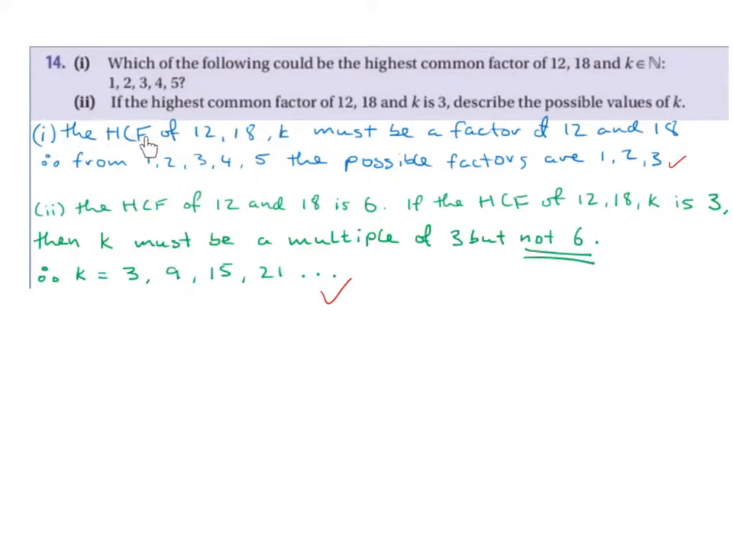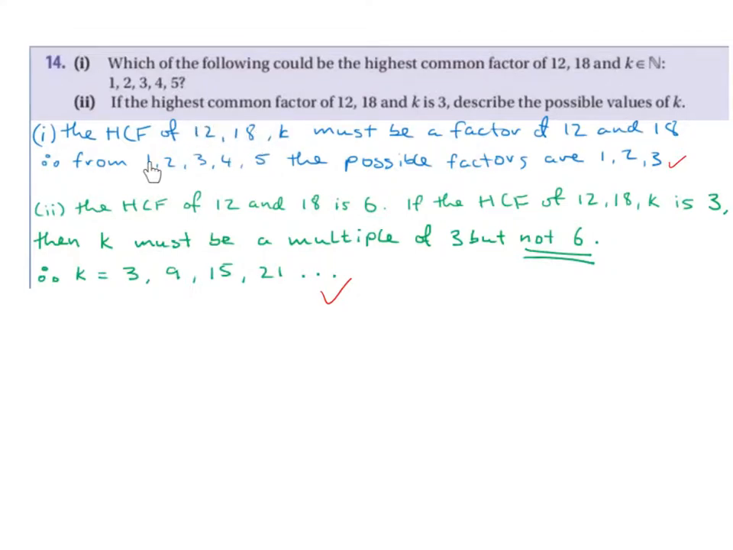So the HCF of 12, 18 and k must be a factor of 12 and 18. Therefore, from 1, 2, 3, 4 or 5, the possible factors are 1, 2 or 3, because 4 is not a common factor of 12 and 18. It is a factor of 12, but it's not a factor of 18. And 5 is not a factor of either number.